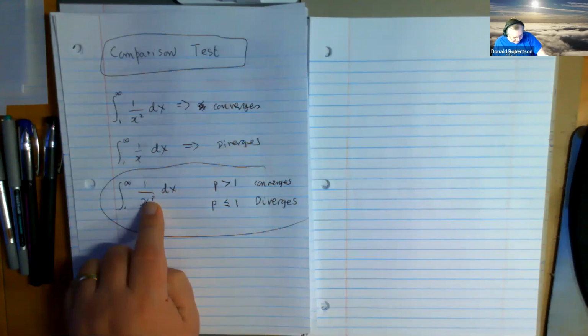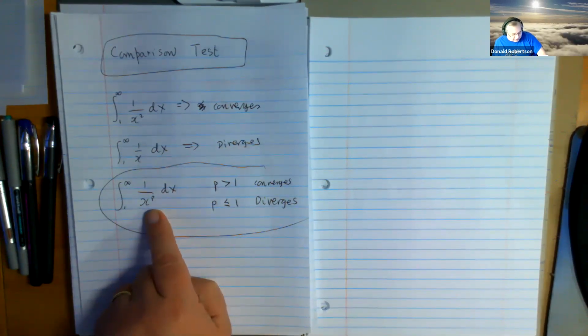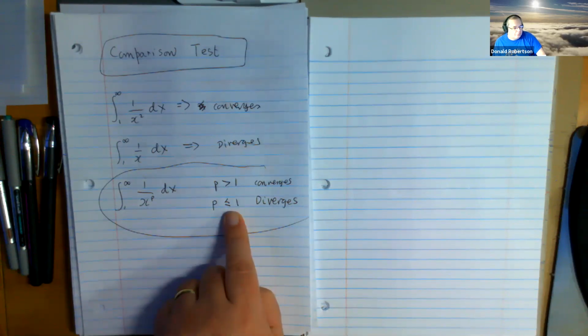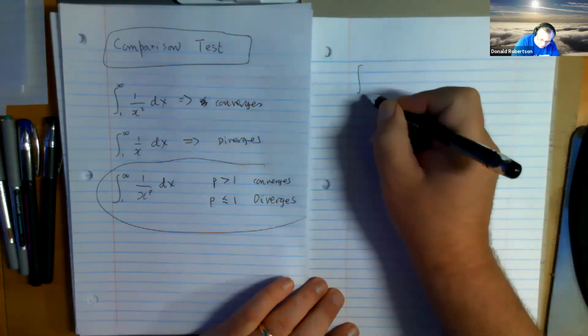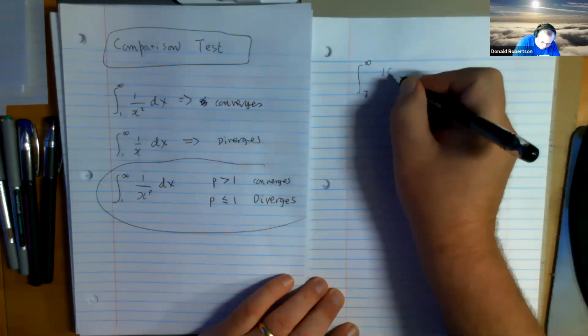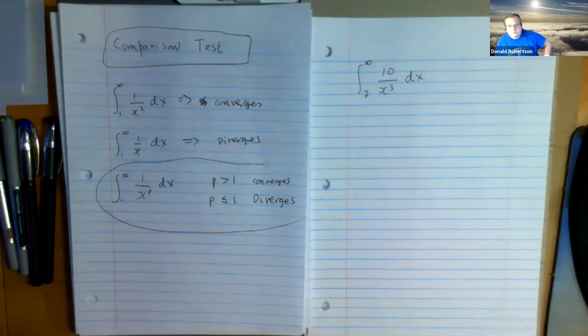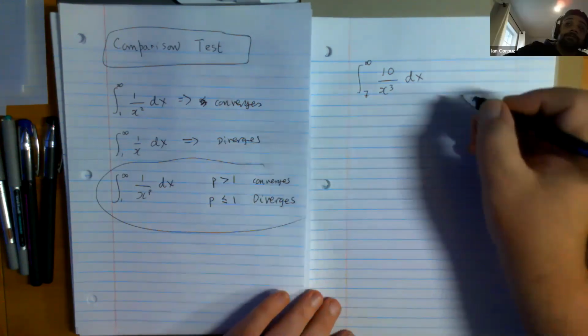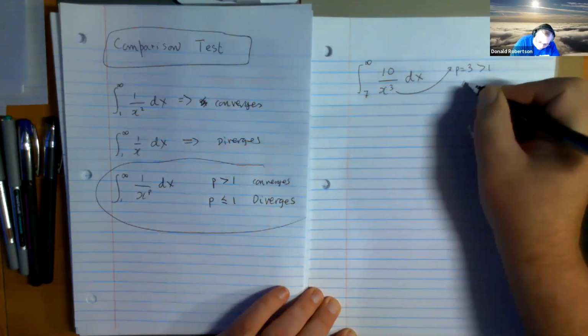1 over x to the p converges if p is a number bigger than 1, and it diverges if p is a number less than or equal to 1, like a half, which would be 1 over square root. So suppose I wanted to do a comparison test of the integral of 10 over x cubed. Does that converge or not? Converges. What you do is you notice that p is equal to 3, which is bigger than 1, so it converges.